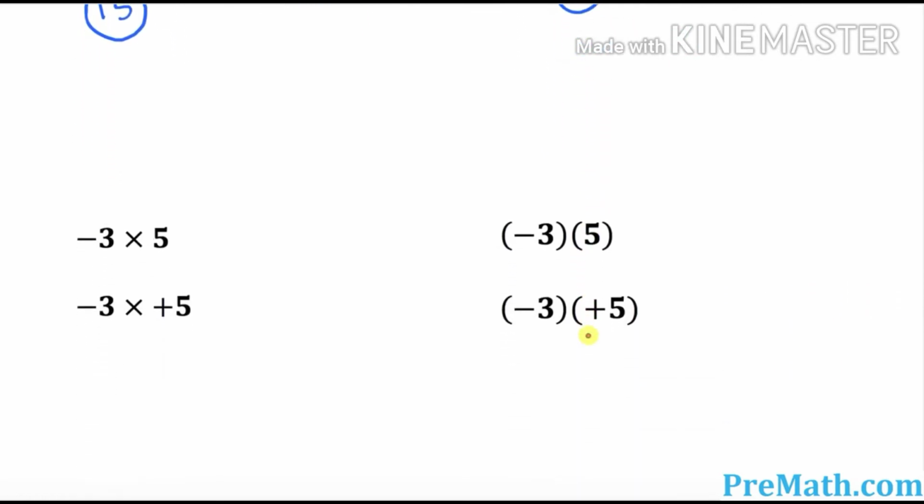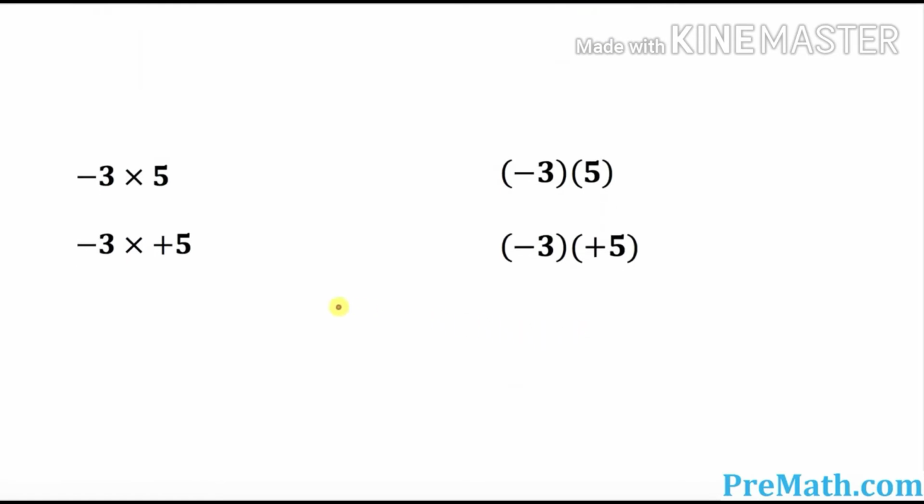How about this one over here? You can see negative 3 times 5, and we know that 5 can be written as positive 5. So negative 3 times positive 5. We know that negative times positive is negative. 3 times 5 is what? 15. So that is our answer.